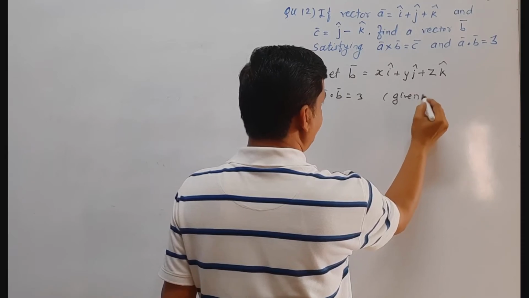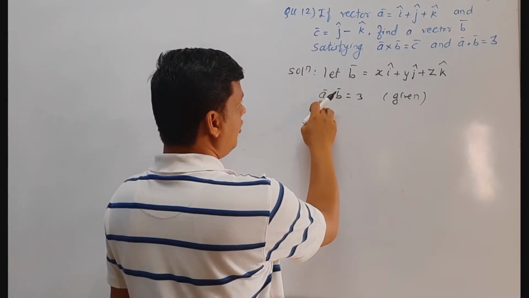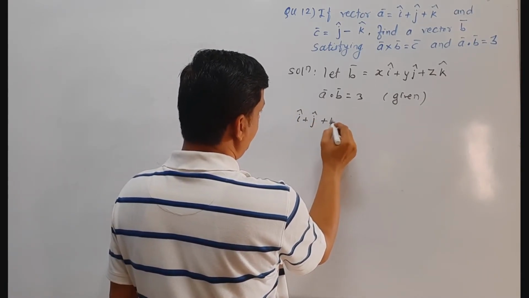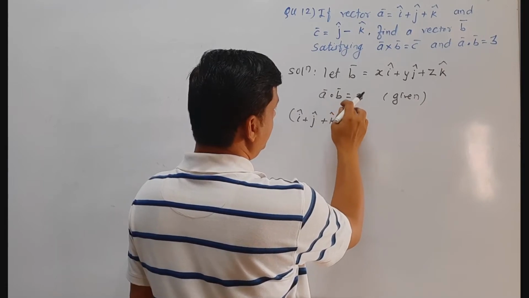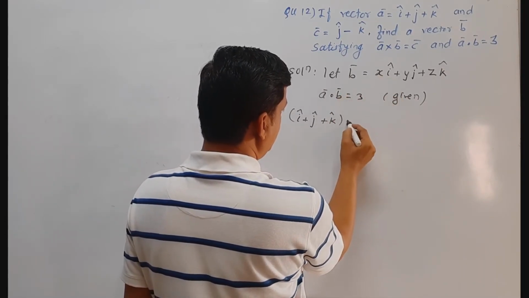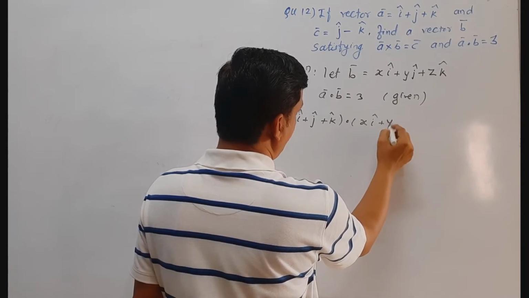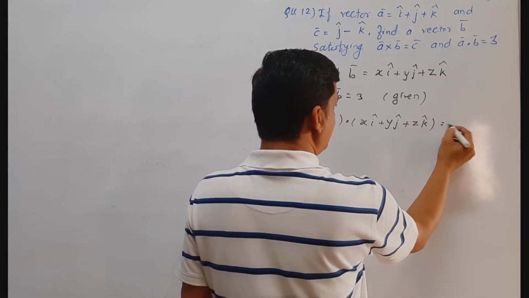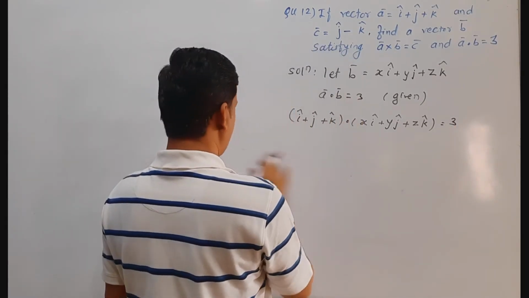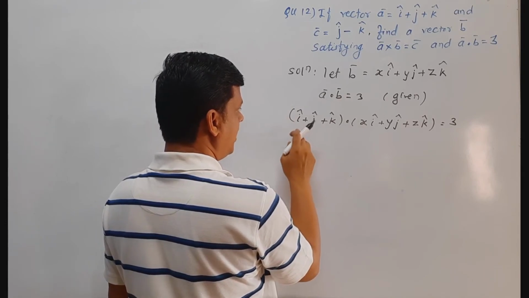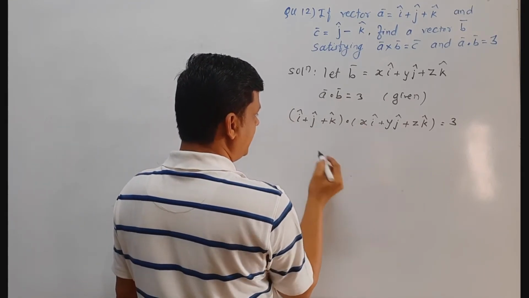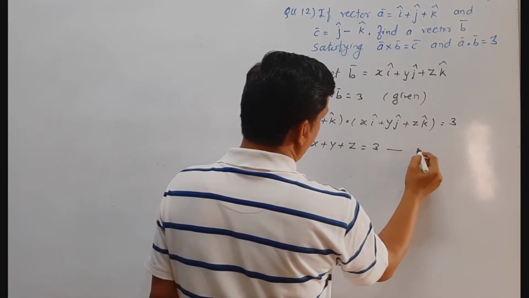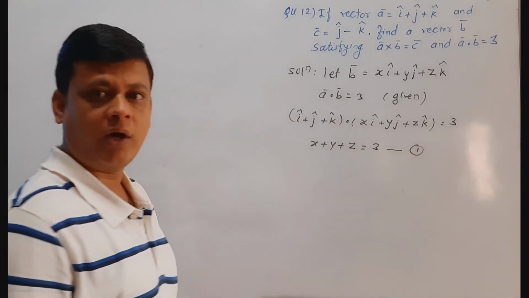Which is given. So substitute the value of vector A, that is i plus j plus k. Then substitute the value of vector B, which we have to find. So we write here xi plus yj plus zk is equal to 3. So take the dot product here. We write directly x into i dot i, that is 1. So we write x plus y plus z is equal to 3. Denote this as equation number 1.